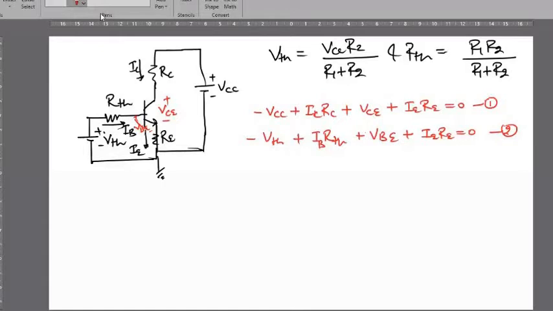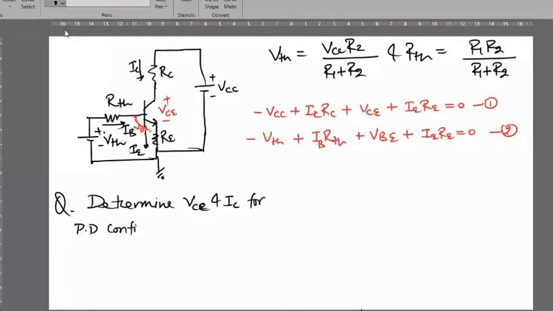Determine the bias VCE and IC for the potential divider configuration. Okay, and the configuration is given like this, VTH equals VCC R2 upon R1 plus R2.